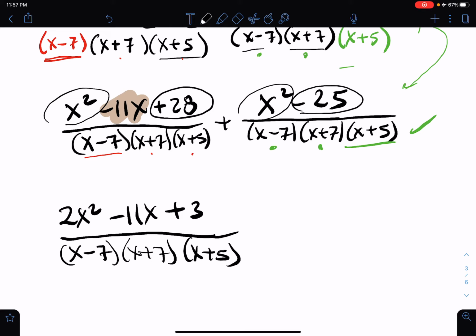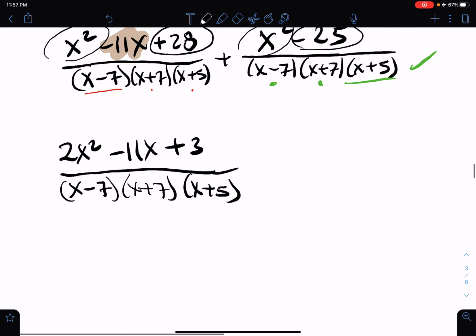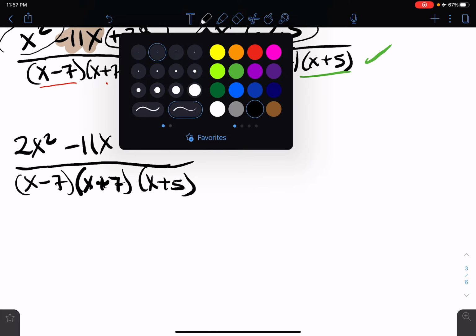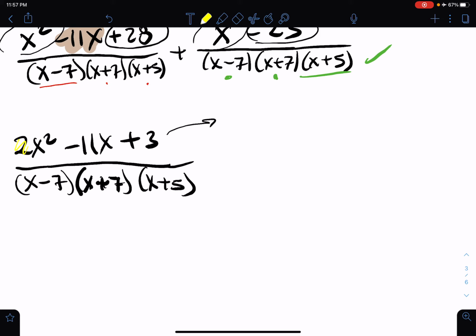So now the question is, can I reduce this? Can I factor this numerator so I can then reduce? Well, the leading coefficient is 2. There we go again. Every time I got to do that at least once or twice. There's a 2 and there's a 3. So we're looking for two numbers that multiply to 6 and will add to negative 11.